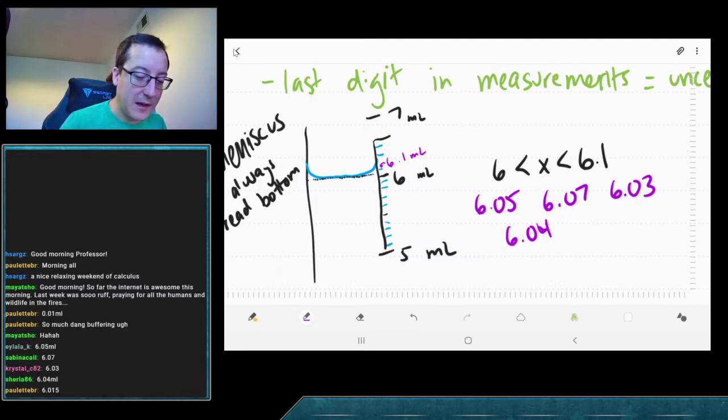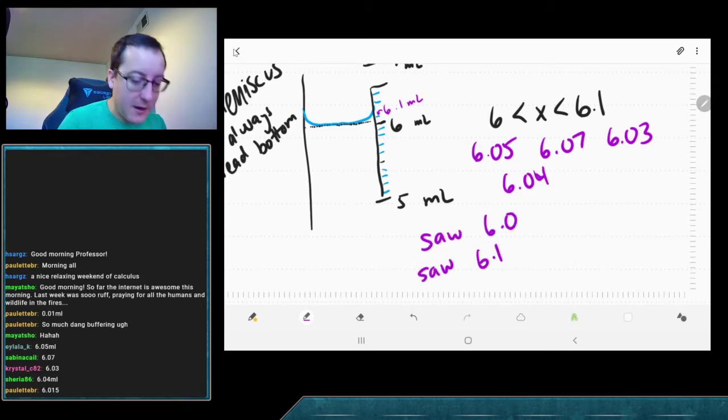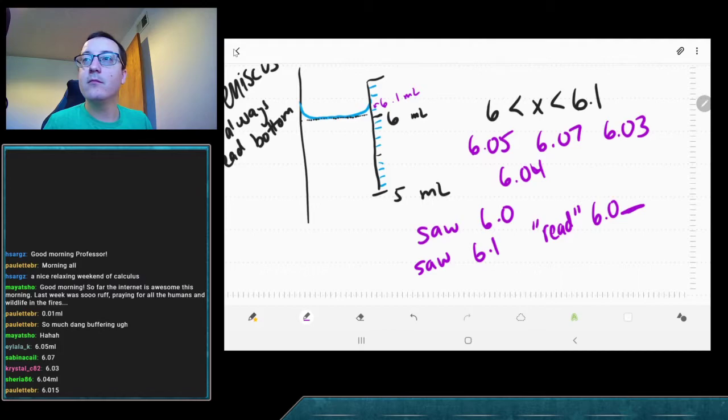Okay, so again, we saw 6.0. We saw 6.1. So we read it 6.0 something. Because we can see the tenths place, we want to read it to the hundredths place. We saw tenths place for sure, read to hundredths. Alrighty, any questions on how to read measurements like this?